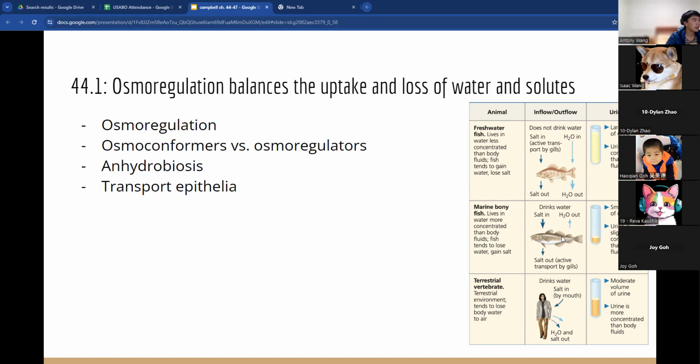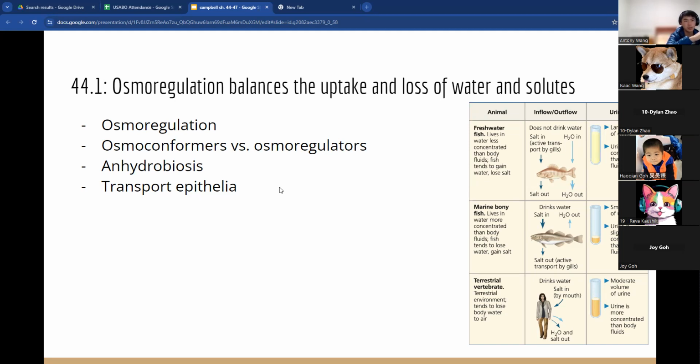And transport epithelia. This is just a vocab term. It's on the slide because it's generally associated with nephrons, kidneys, and this is how your body puts things into the urine and takes things out of the urine, right? These are generally, what's it called?